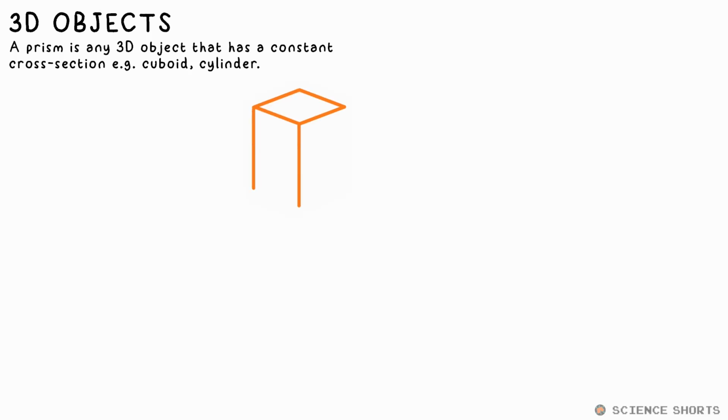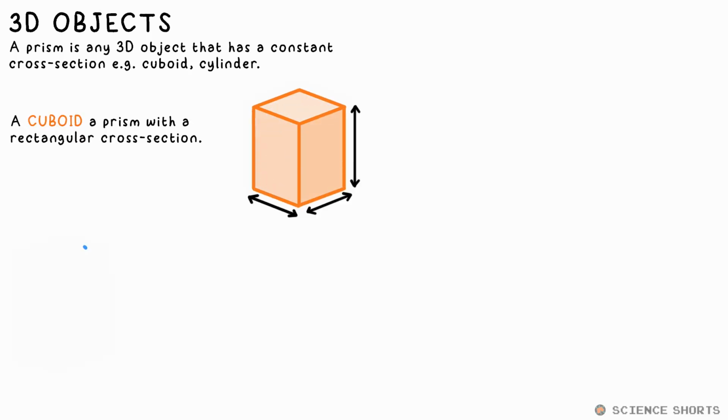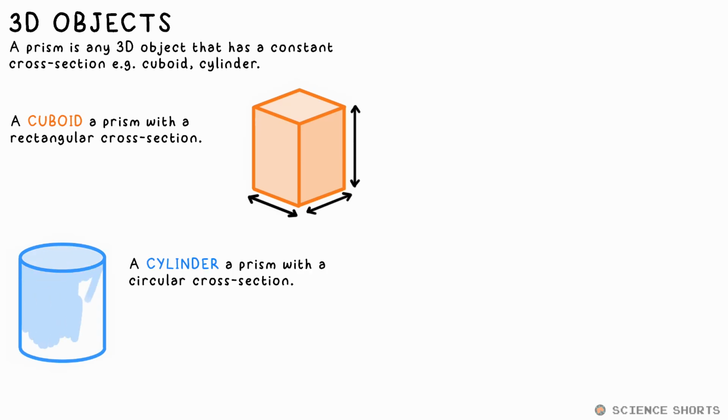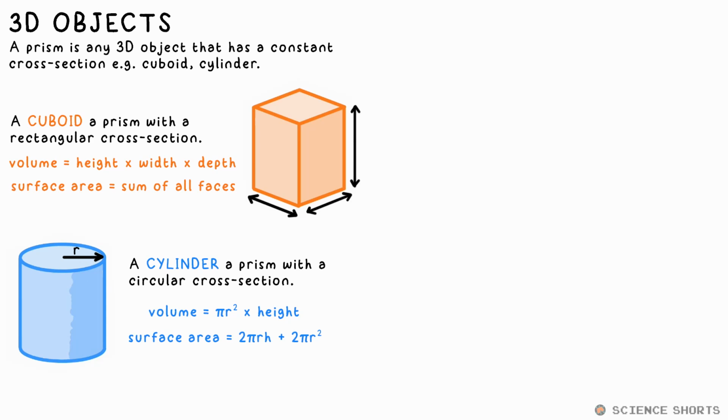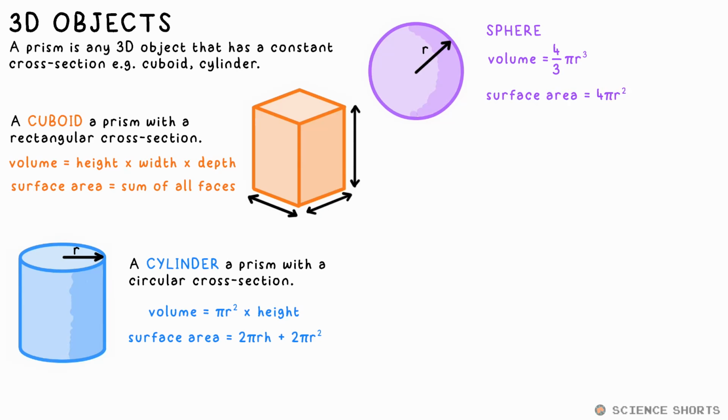A prism is any 3D shape that has a constant cross-section. A cuboid is a square or rectangle all the way through. A cylinder has a circular cross-section. To find the volume, we calculate the cross-sectional area, or CSA for short, like we did for the 2D shapes, then multiply by the height of the prism. To find the surface area of a cuboid, just add up the area of all 6 faces. The volume of a sphere is 4/3 pi r cubed, while its surface area is 4 pi r squared.